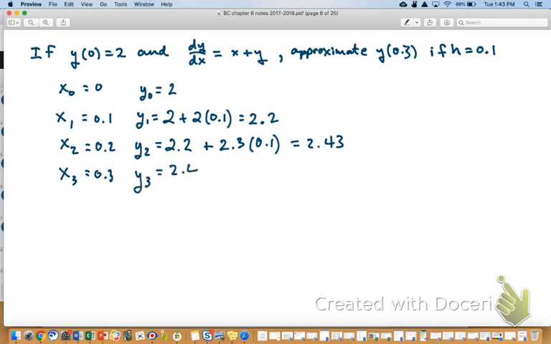So this would be 2.43 plus the slope. My slope is going to be 2.43 plus 0.2, so that would be 2.63 times 0.1. So this would be 0.263, so 2.693. And that'd be that. You guys get the same number I did? Yeah. Okay, good. All right.